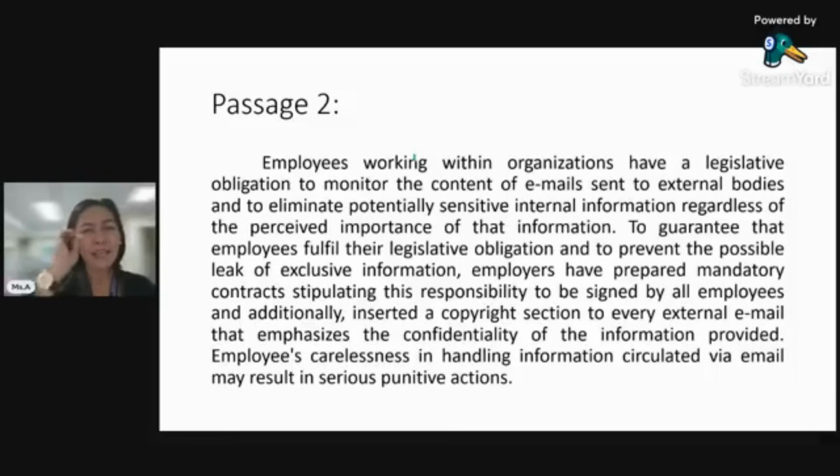So again, halimbawa, you belong or you have been in a company before or organization before wherein you use emails in sending messages. So more likely, what you will have in mind, uy, alam ko to. Yung boss ko, ganito yung ginagawa. Again, mag stick po tayo doon sa binigay na information or passage.